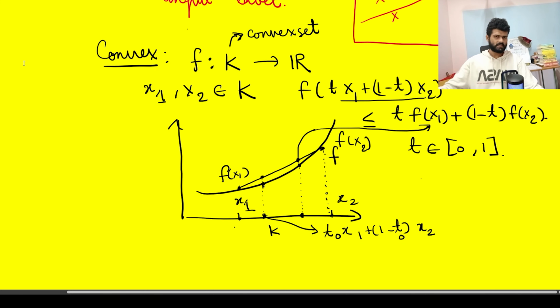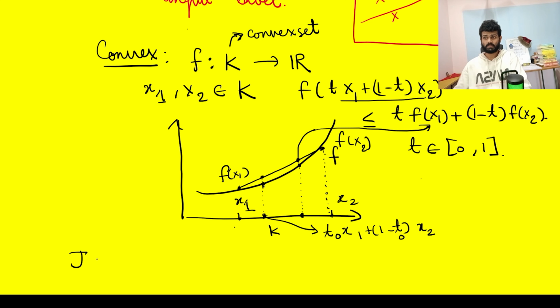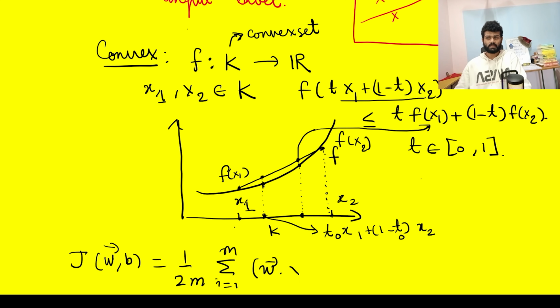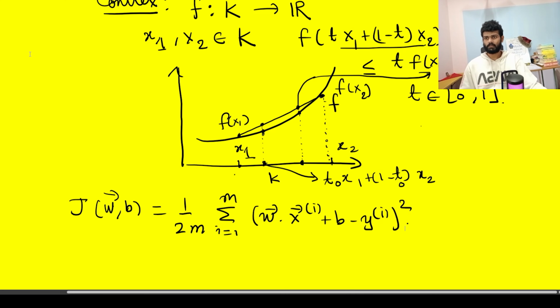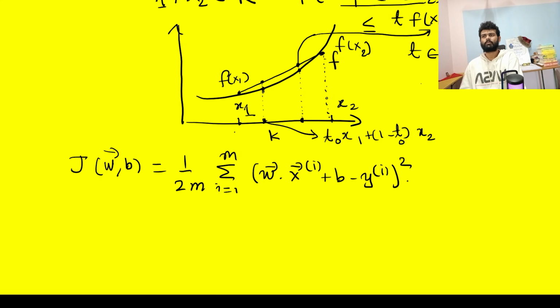So this is the definition of convex. But if I need to use this to prove that our function J is convex, that's going to be a humongous task, because J is 1 by 2m summation i from 1 to m of (w dot x_i plus b minus y_i) squared. That's going to be a hell of a lot of work. So what I'm going to do is state a theorem here. Maybe I can give a proof in my next video or in coming videos.